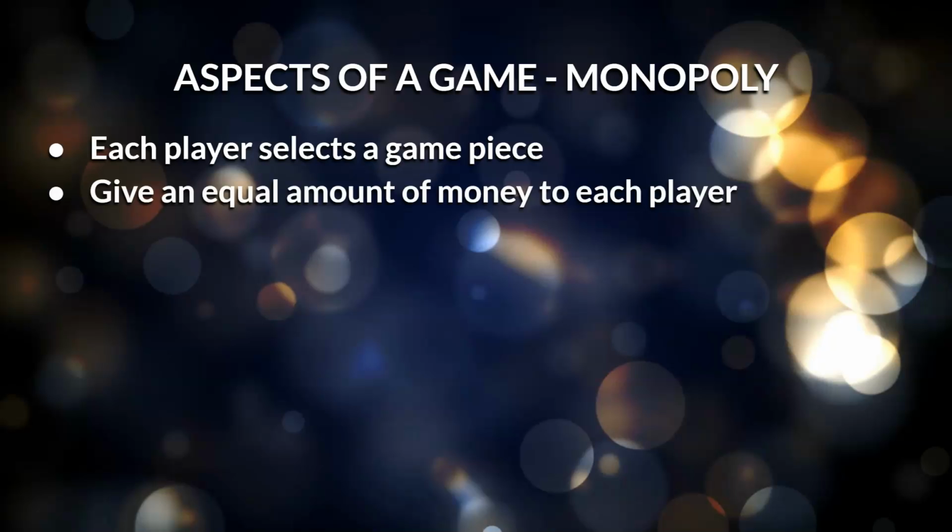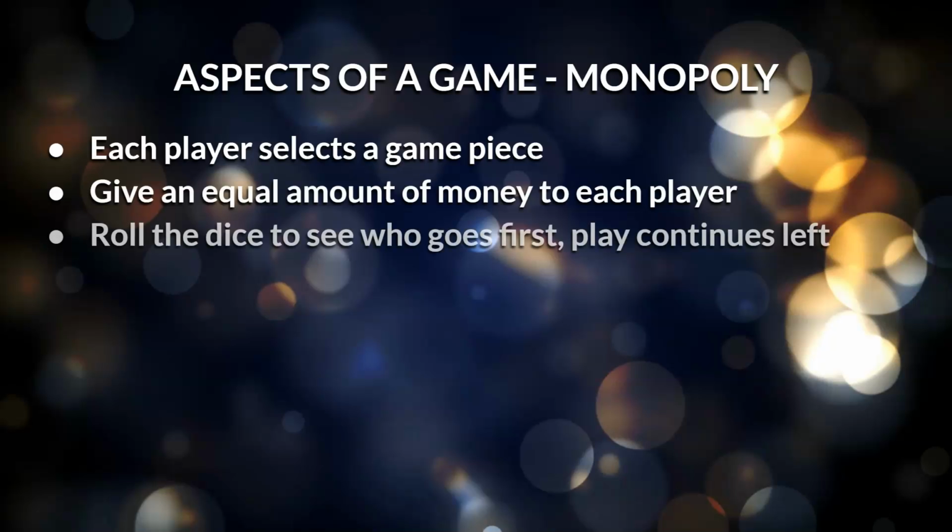Everyone's given an equal amount of money. And then you roll the dice to see who goes first. Highest number goes first, and the play continues to the left. So right here, we're already starting to see some of the rules play out, but also a way to set it up so that everyone starts equally. If you don't start on an equal footing with everyone around you, then that adds more conflict. And as we all know, Monopoly has enough conflict as it is.